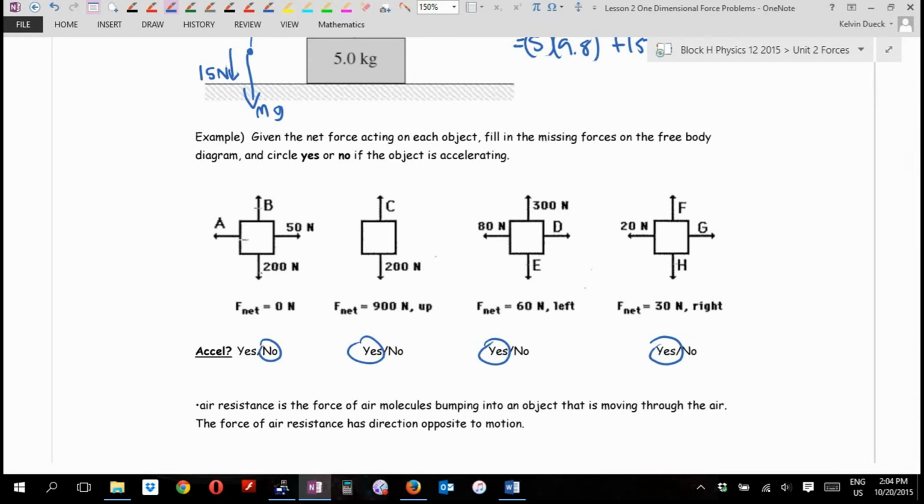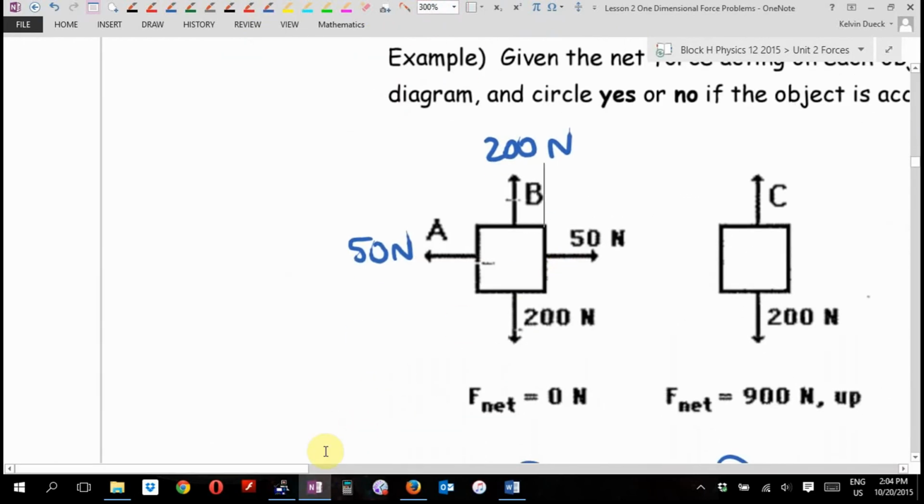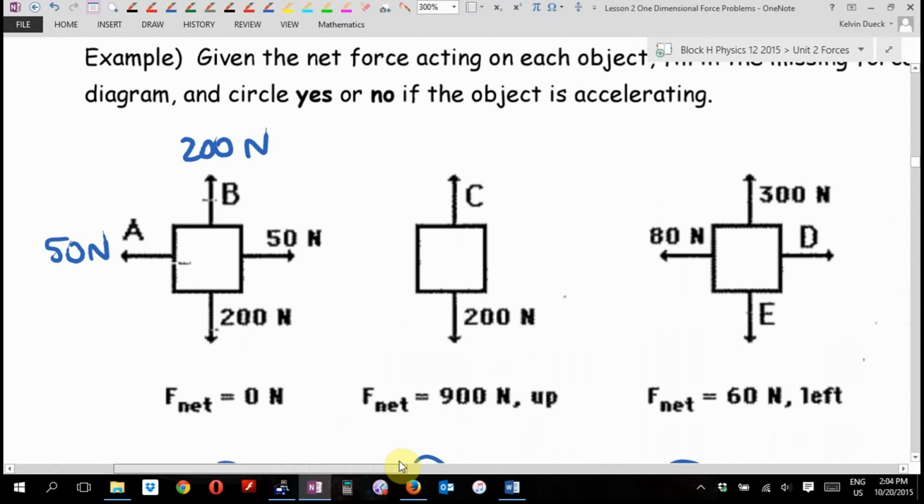All right. Let's fill in missing stuff. If my net force is 0, how big must A be? 50 newtons. It's got to cancel out the other one. How big must B be? So a net force of 0 doesn't mean there's no force. Kiowa, can you see now? Is that big enough? I think it was too small before. Okay. Doesn't mean there's no force. It just means everything cancels out.